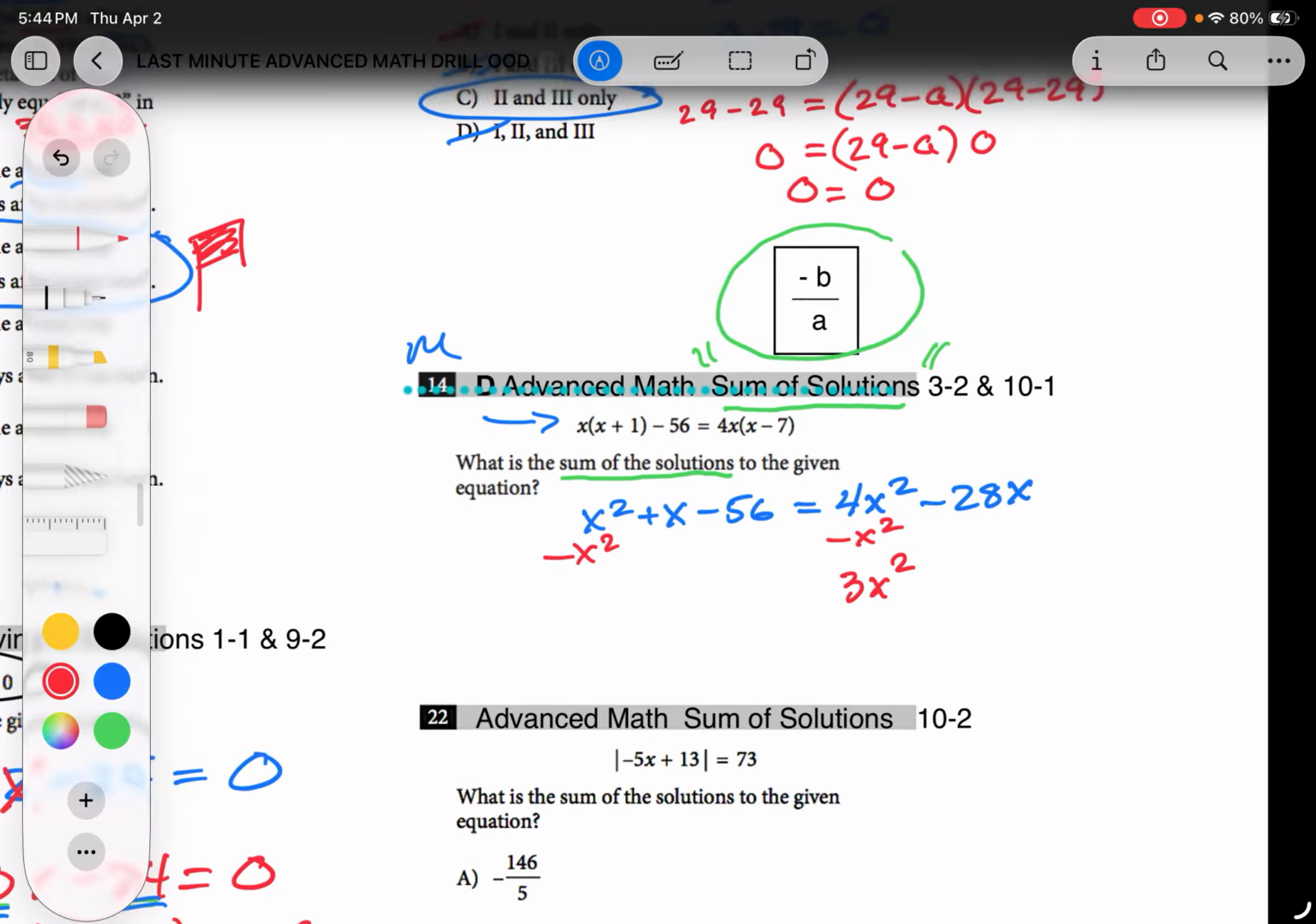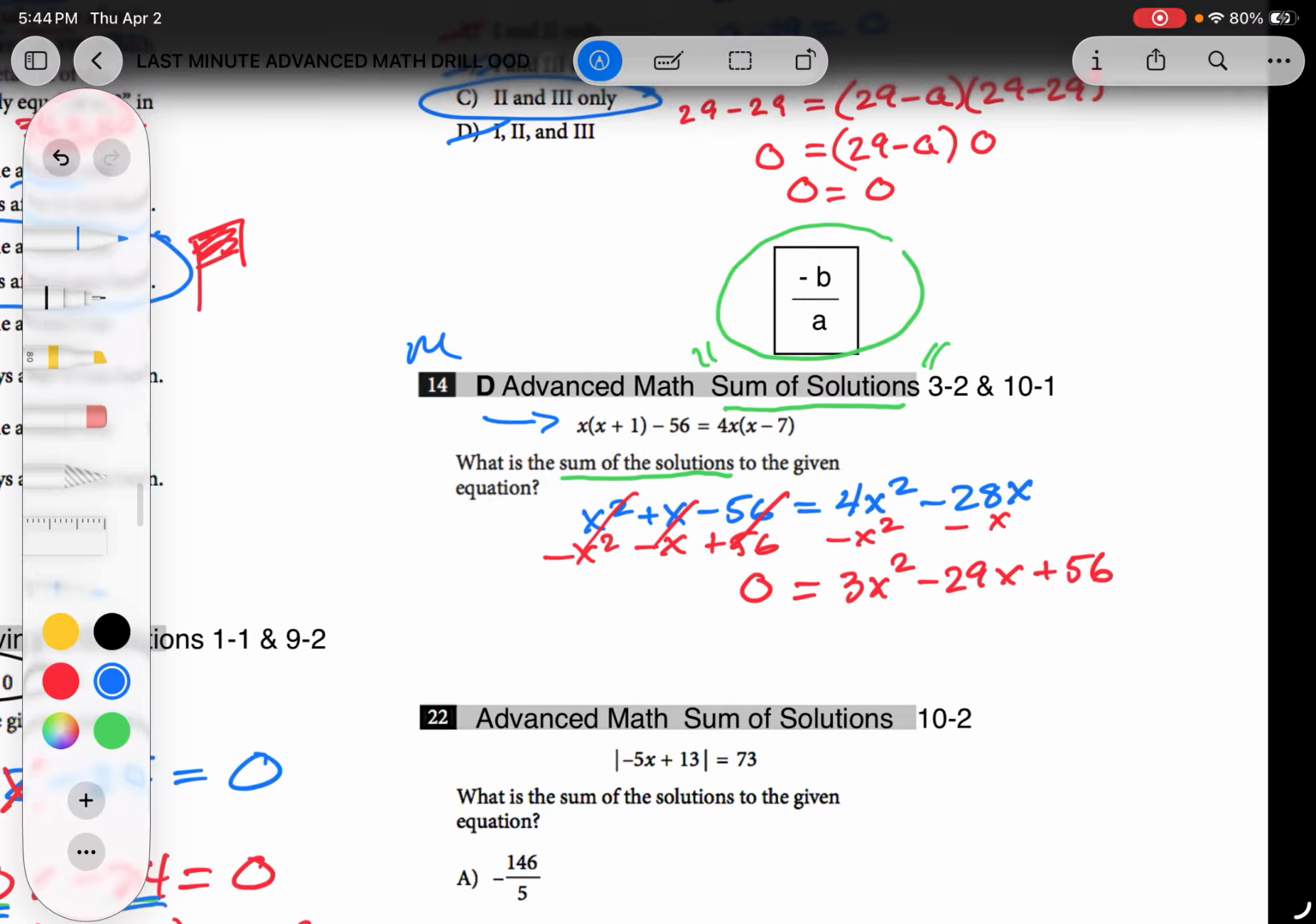Now, I'm going to move everything to the other side. I'm going to subtract x from both sides, which will cancel that as well as that is canceled. So what is negative 28 minus x equal to? That's going to be negative 29x. And then I'm going to add 56 to both sides to get rid of this guy. So I'll have a plus 56 over here. And all that now is going to equal 0.